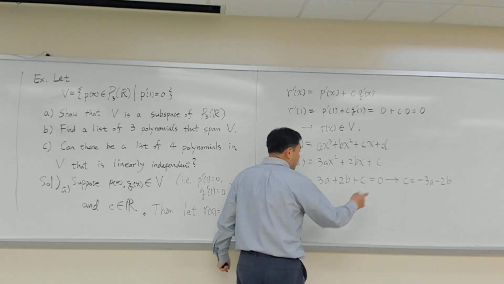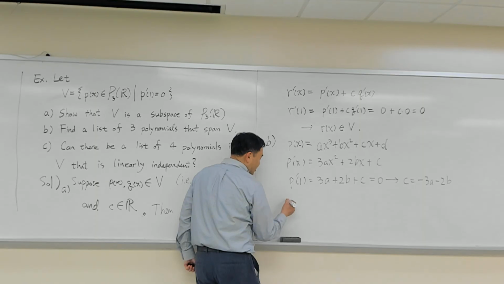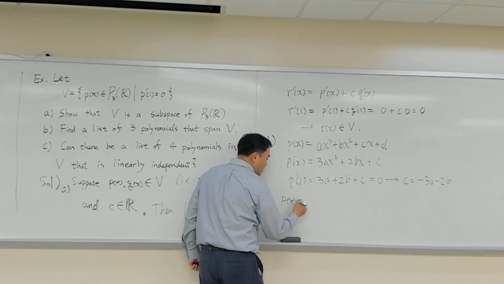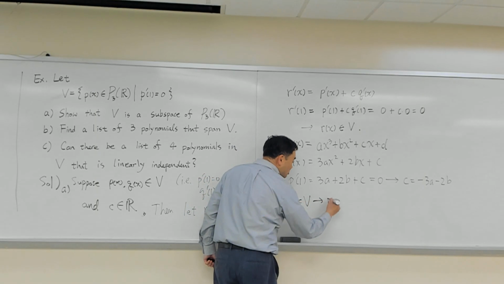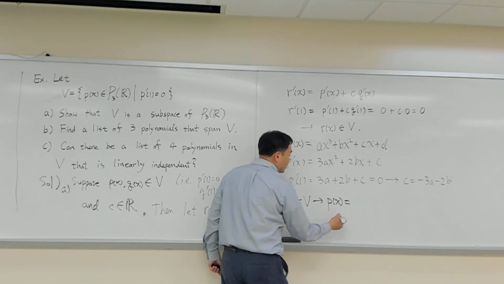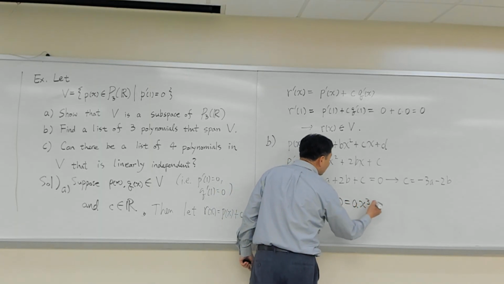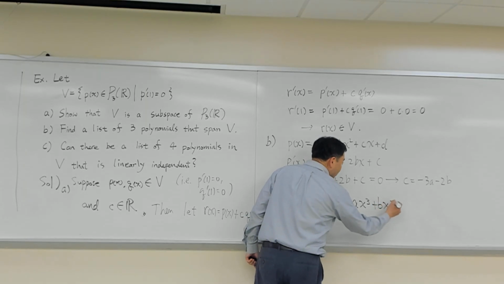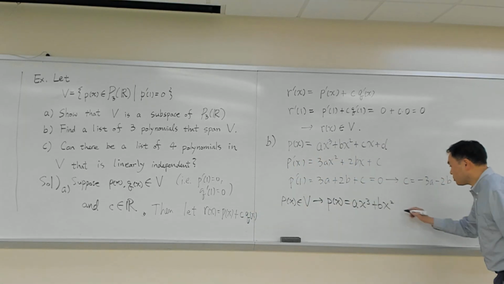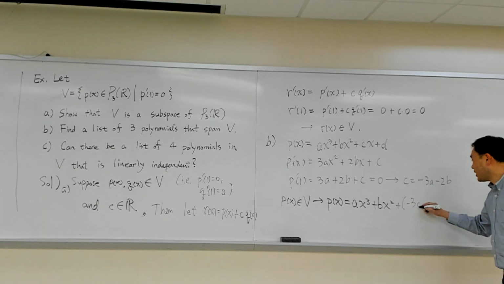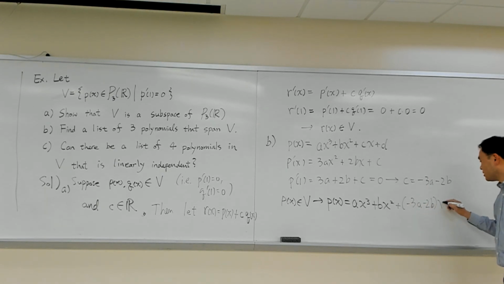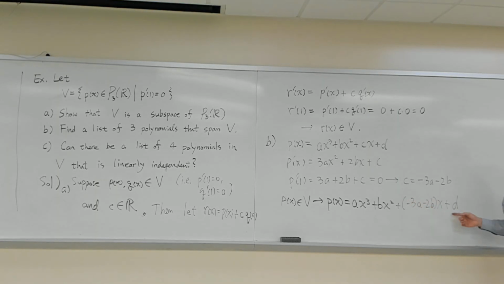If I plug that in here, we see that if p of x is in V, p of x must look like the following. It has to be a times x cubed plus b times x squared plus negative 3a minus 2b times x plus d. That's the most generic one. Anything that belongs to V must look like this.